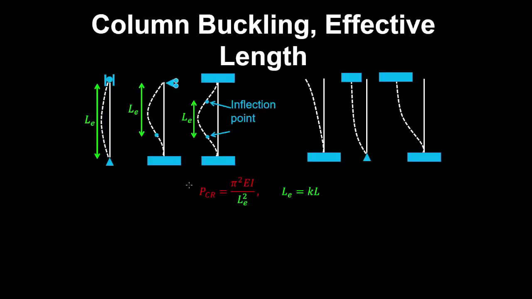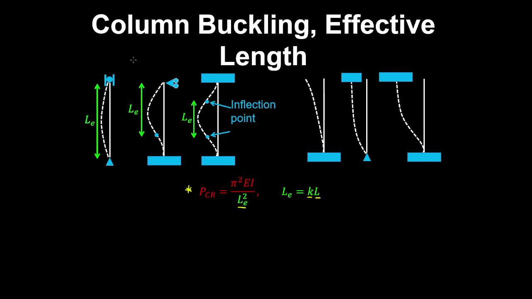As we saw, the critical buckling load was written in the form of the Euler buckling load, with the effective length being squared in the denominator. And the effective length is some factor multiplied by L. And this was derived for columns with different boundary conditions, where we obtain different differential equations for each separate case.